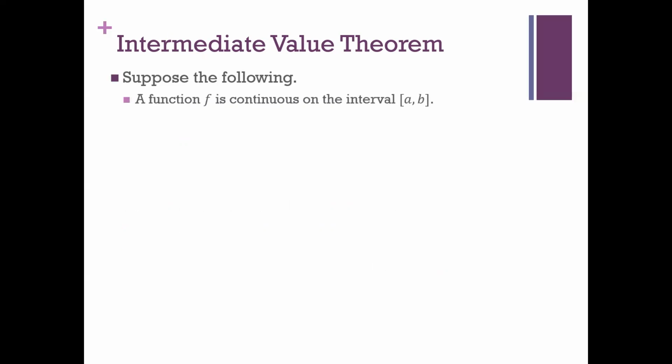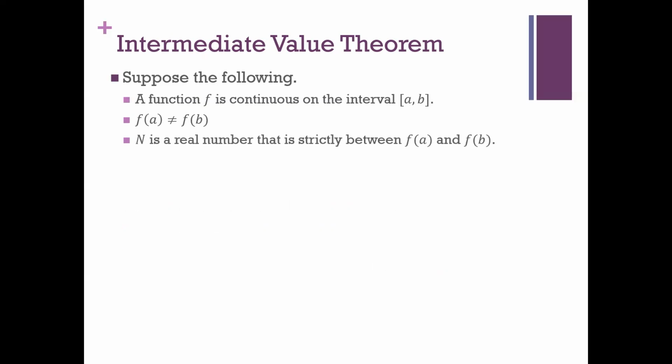So now let's generalize the suppositions I just gave you. If I have a function that's continuous on some closed interval, and when I say closed, I mean it contains the endpoints, and f of a is not equal to f of b, let capital N be any real number that's strictly between them. Or in other words, one of these two things is true.